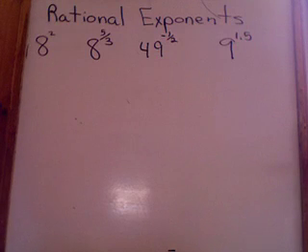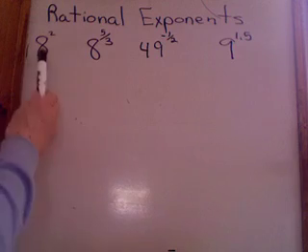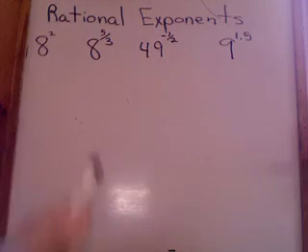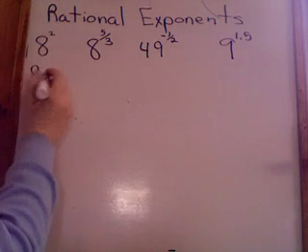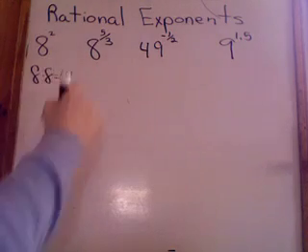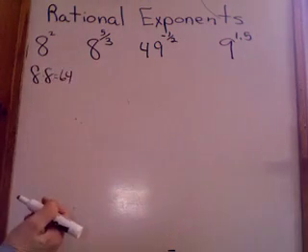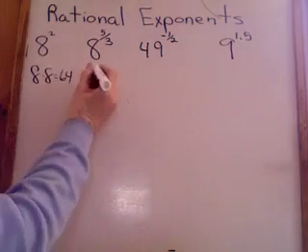Okay, we're going to do some examples with rational exponents. Here are some problems with rational exponents. 8 squared, that's probably a little bit too easy for you. It means 8 times 8, right? 64. What about 8 to the 5/3 though? What do I do with something like that?